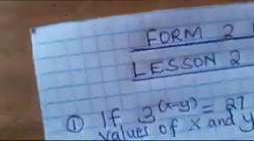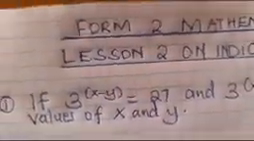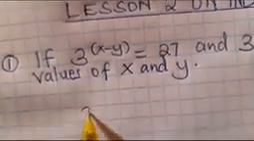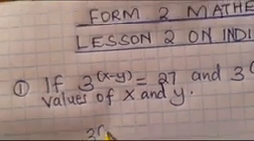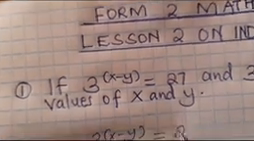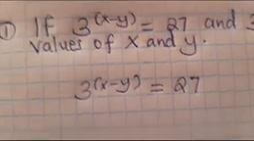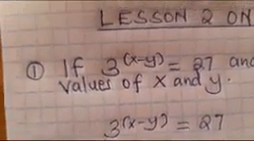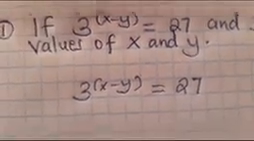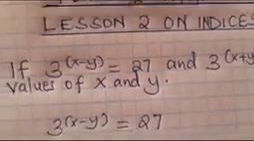We are going to have 3 power x minus y equals 27. Using the laws of indices, we are going to write this number 27 in index form. So you remember yesterday what I told you. An index is just a power or an exponent which is raised to a number.